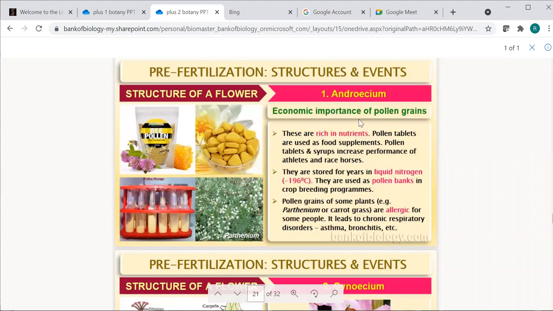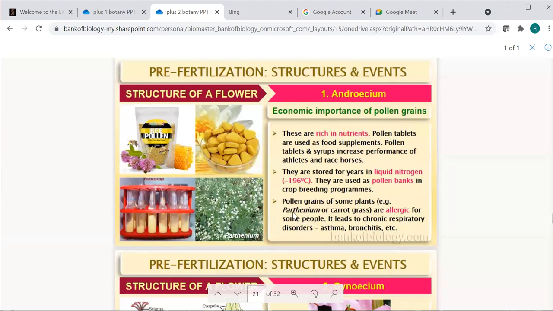So what is the importance of pollen grains? Why are we studying them? Because they are rich in nutrients and help to increase the performance of athletes and racehorses. They are available in tablet and syrup forms. How are they stored? They are stored in liquid nitrogen at minus 196 degrees Celsius. Also, pollen grains of some plants are allergic to some people, which leads to asthma or bronchitis.